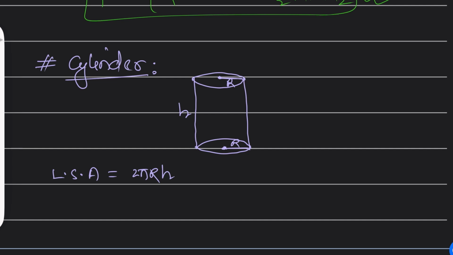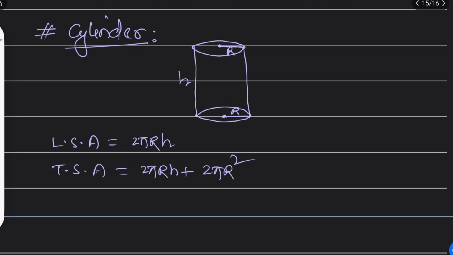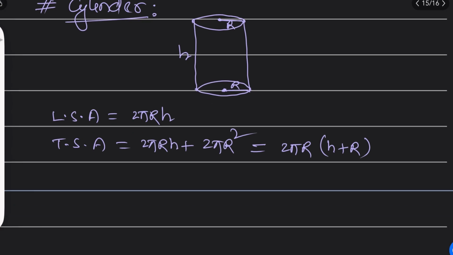What about the total surface area? The total surface area is 2 pi r h plus 2 pi r squared, because I added the areas of the base and top. You can take 2 pi r common, so you can write 2 pi r into (h plus r). This is the total surface area formula.